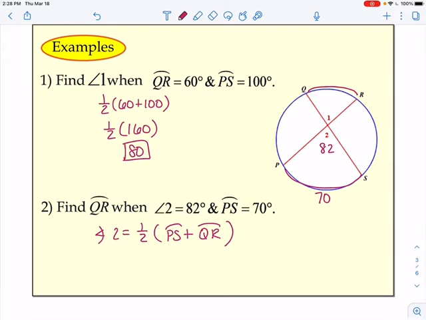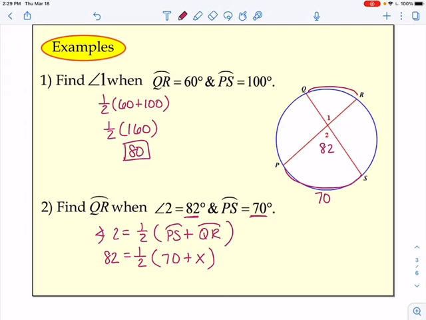Angle 2, we already know here is 82 degrees. So we'll take out angle 2 and plug in 82. I'll bring down the 1/2. PS, they told me in the problem, is 70. And I'm going to have my QR as X. So it doesn't matter how you solve this. There's a bunch of different ways to do it.